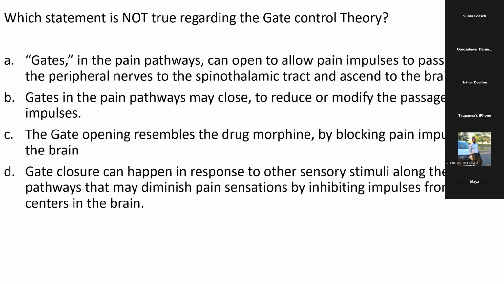So this has nothing to do with the gate. Either the afferent signal going into the brain or the efferent signal leaving the brain triggers your endogenous morphine and your enkephalins. When they trigger, they block those receptors to block the substance P. So that has nothing to do with the gate theory. Everything else does.